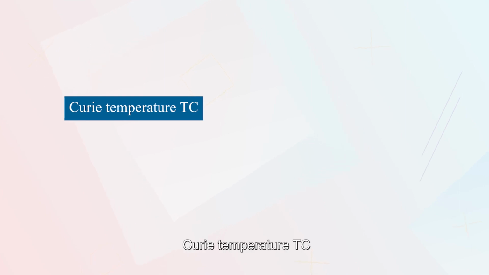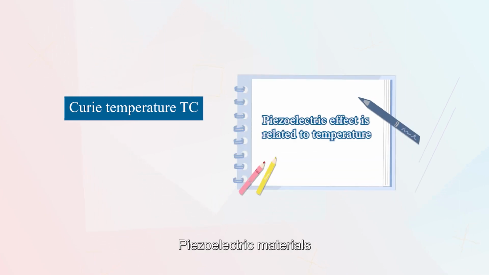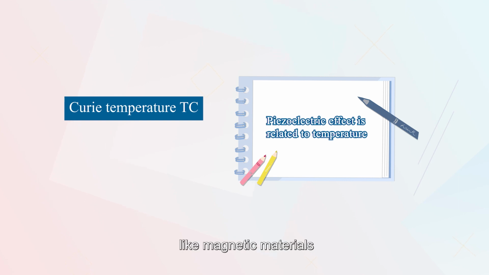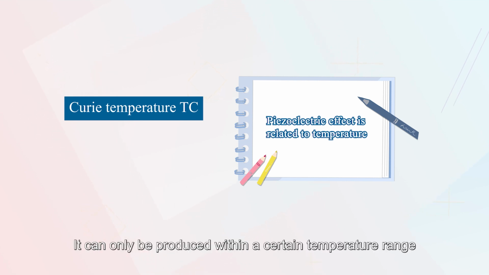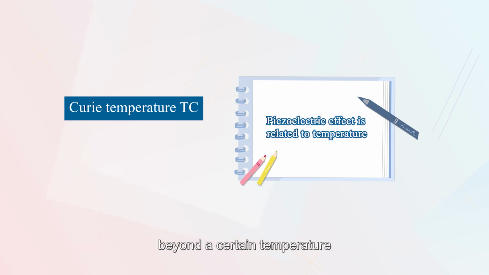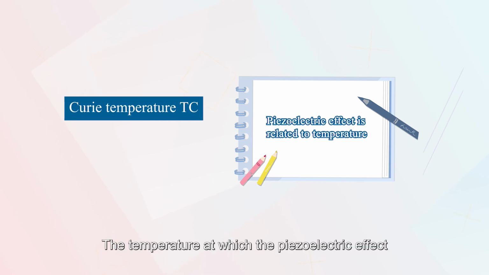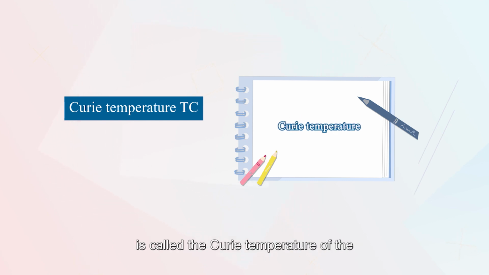8. Curie temperature Tc. Piezoelectric materials, like magnetic materials, have a temperature-dependent piezoelectric effect. It can only be produced in a certain temperature range. Beyond a certain temperature, the piezoelectric effect will disappear. The temperature at which the piezoelectric effect of the piezoelectric material disappears is called the Curie temperature of the piezoelectric material and is represented by Tc.